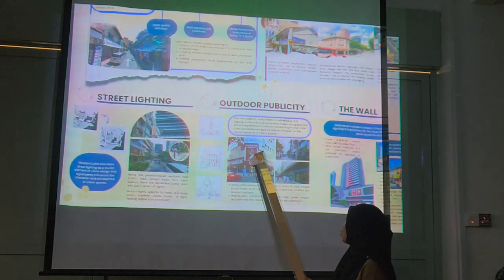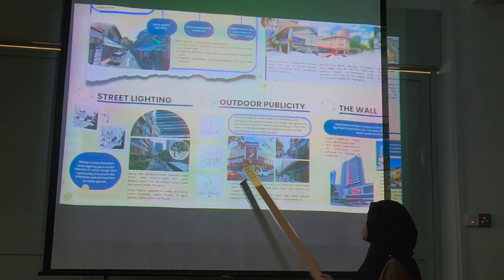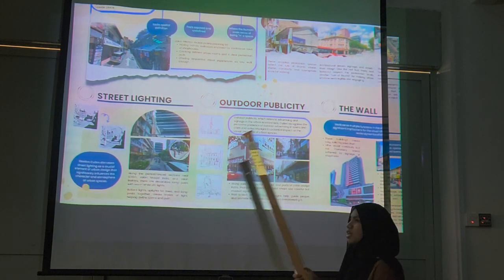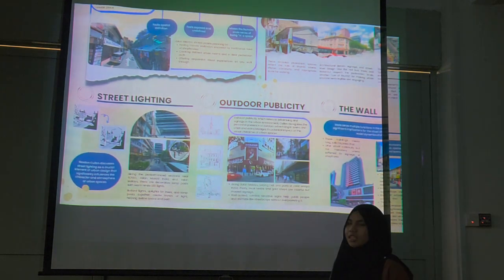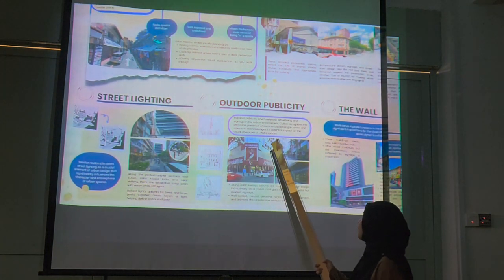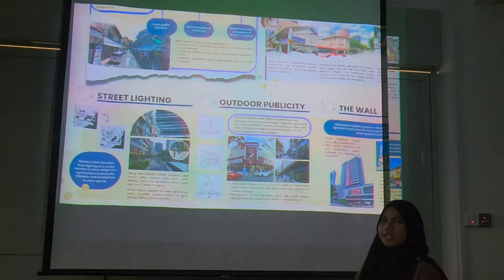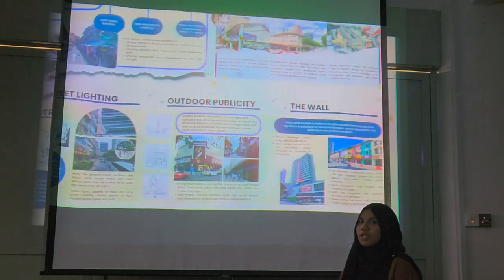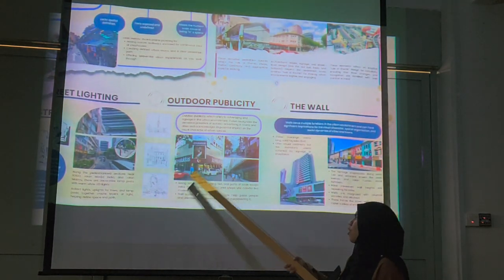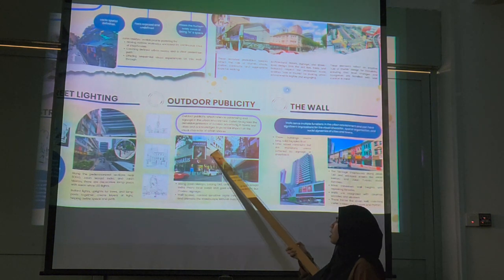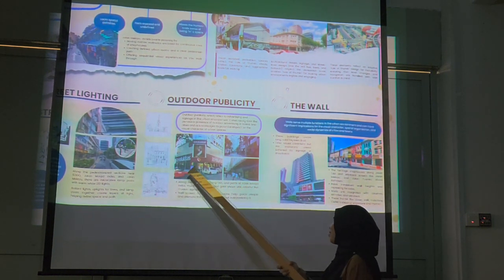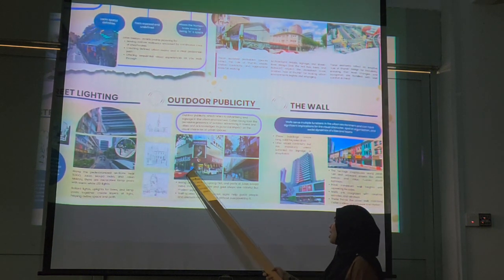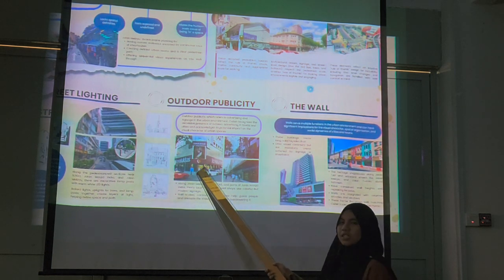The next one is outdoor publicity. Outdoor publicity refers to advertising and signage in the urban environment. Cullen recognized the pervasive presence of outdoor advertising in towns and cities and acknowledged its potential impact on the visual character of urban spaces. For example, along Jalan Melayu, Lorong Mekah, and part of Jalan Masjid India, many local textile shops have colorful but modest signage.